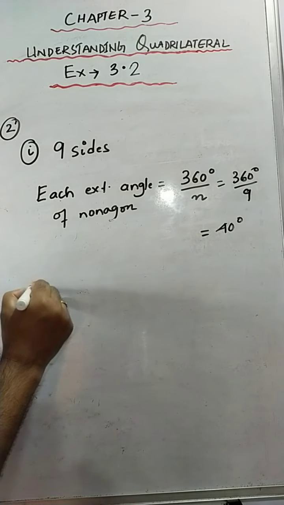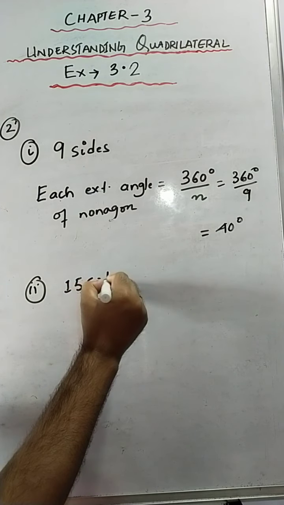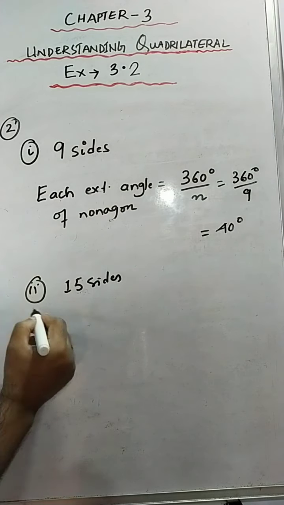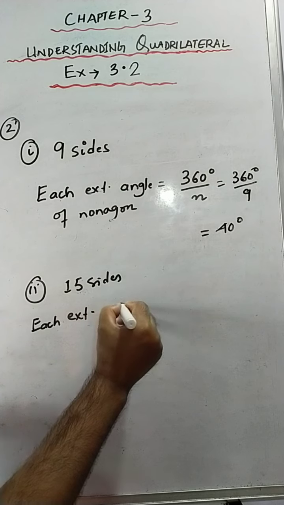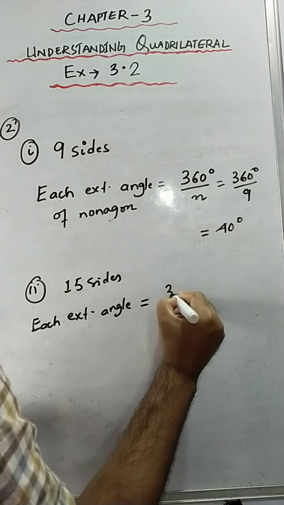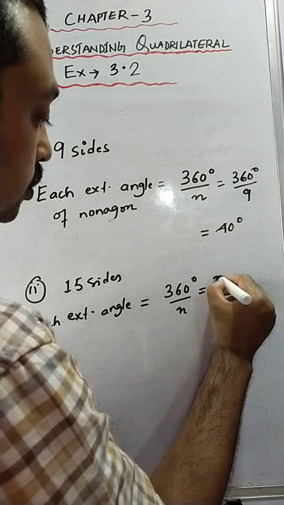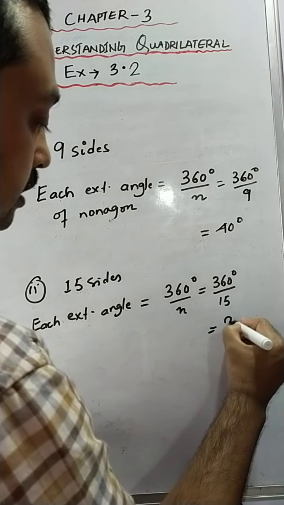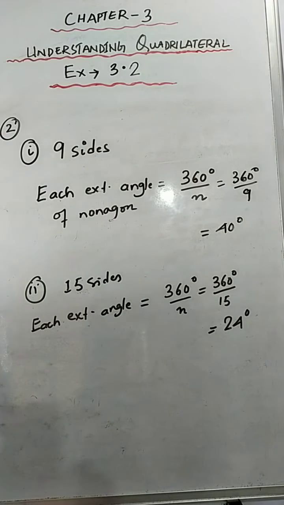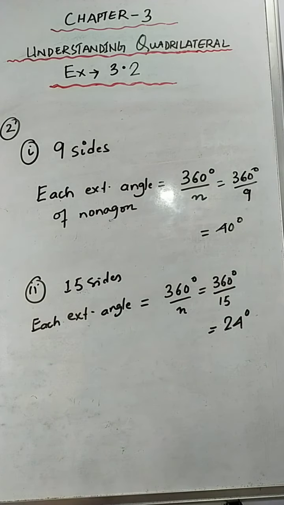Now let's do part 2 of question number 2. 15 sides is given. So again we'll use the same formula. So each exterior angle would be equal to what? 360 by n, and this time n is 15. So in place of n we'll write 15, and if we reduce it we'll get the answer as 24 degree. That means each exterior angle is equal to 24 degree. Fine. So this is the solution of question number 2, students.